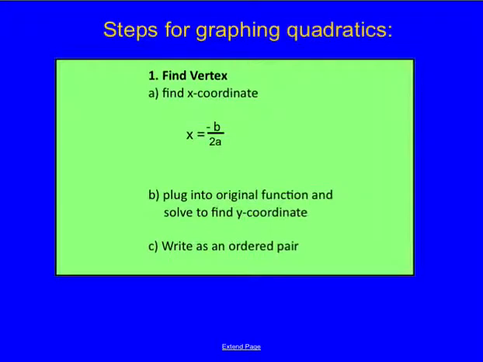So, steps for graphing quadratics. I do want you to write these first steps down. The first thing you need to do is to find the vertex. Well, this we've already practiced, but I still want you to write the steps down. Find the x-coordinate, and you're going to do that by doing x is equal to opposite of b over 2a. So this is the formula you use to get the x-coordinate of the vertex. Then you're going to plug into the original function and solve to get the y-coordinate. And then you're going to write it as an ordered pair, first x, then y. Feel free to pause the video if you need more time to write it down.